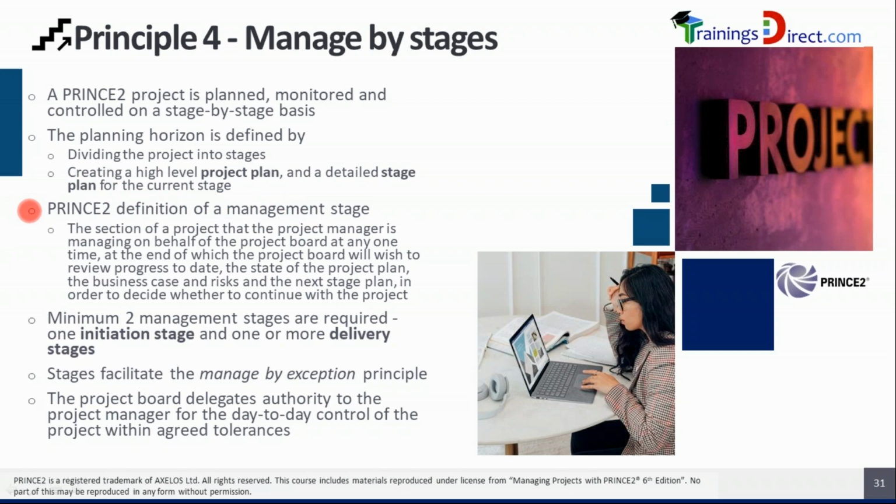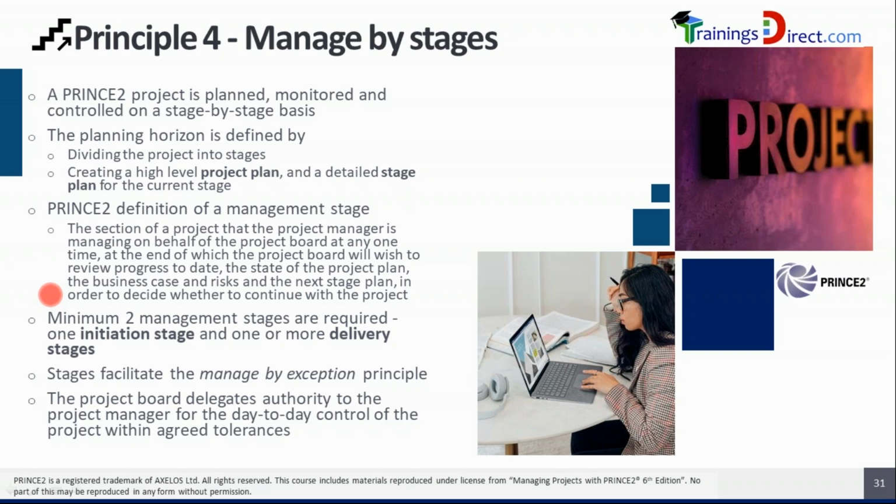PRINCE2 definition of a management stage. The section of a project that the project manager is managing on behalf of the project board at any one time, at the end of which the project board will wish to review progress to date and wish to review the state of the project plan, wish to review the business case, and wish to review the risks and wish to review the next stage plan. So many things would be reviewed by the project board at the end of the stage. And why? In order to decide whether to continue with the project.